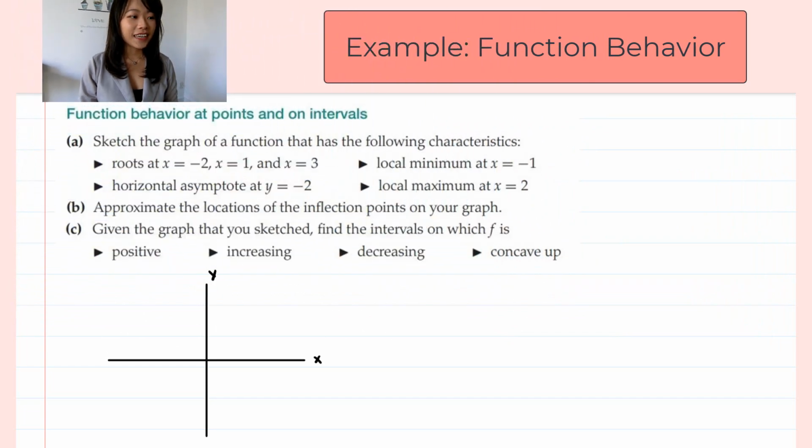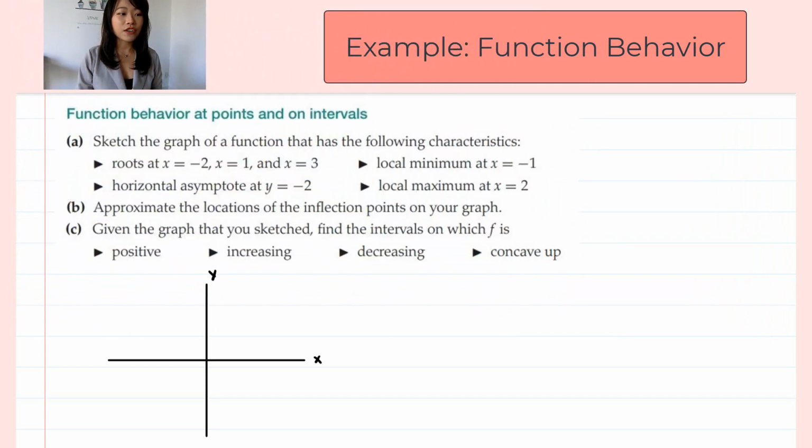In this lecture, let's look at an example of function behavior. Here we want to sketch a graph of a function that satisfies the following characteristics. We want to have a function that has three roots at x equals -2, 1, and 3. And it has a horizontal asymptote at y equals -2. And a local minimum at x equals -1, and a local maximum at x equals 2.